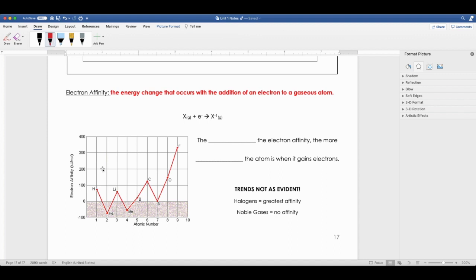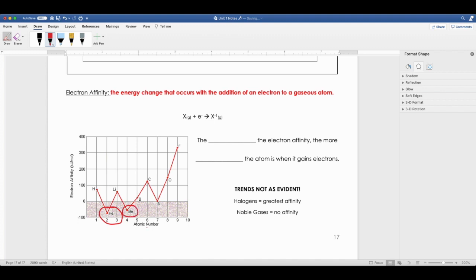So something like helium, it makes sense that helium doesn't want to gain electrons because helium is happy already in a pair. It already satisfies that sort of octet rule. It's got a full outer shell, not 8, still happy with 2. Doesn't want any more. That's why you'll see that this little section here is in the red, because these elements don't want to gain electrons.